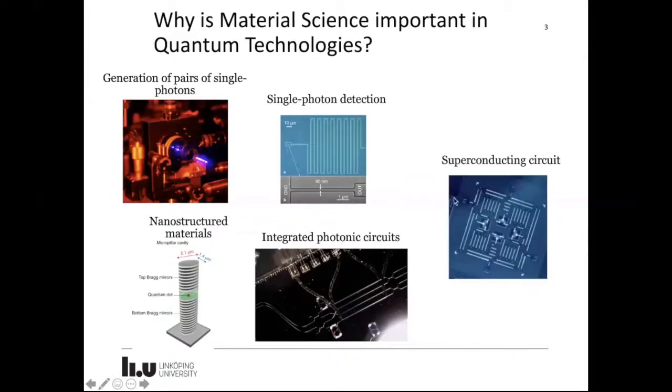And finally, superconducting circuits. As I mentioned, these are the cornerstone of superconducting computers. And again, this is based on superconducting materials. It's very important that the way the materials are developed and combined can give us different behaviors, because the quantum states are actually very fragile by themselves. So we need to have really well-tuned material systems to be able to carry out the information processing in a faithful way.